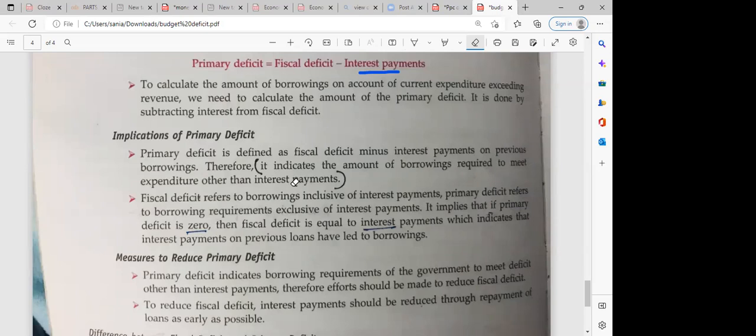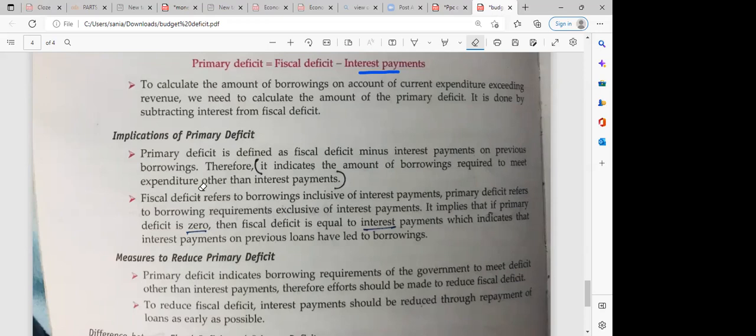You will not include the previous loan. You will not include the previous deficit. You will only include, in the present time, how much money you need as borrowing so that you can meet the expenditure. Okay, you won't be including the interest of the previous loan. It is a fresh loan. Clear, everyone? Basically, the implication you will be writing is: it indicates the amount of borrowing required to meet the expenditure other than interest payment.